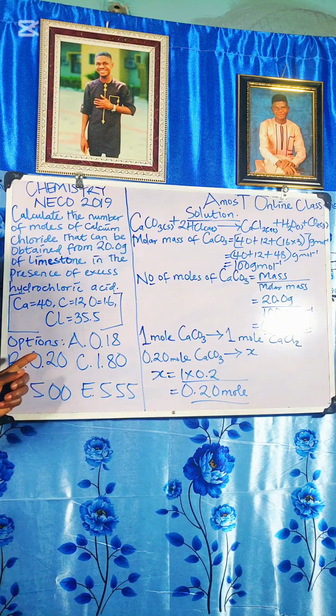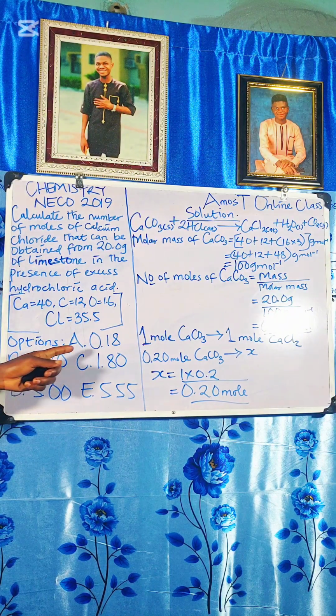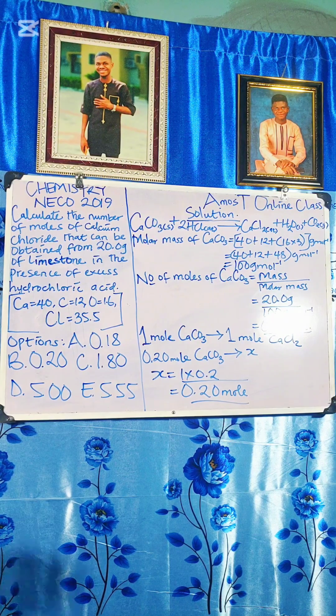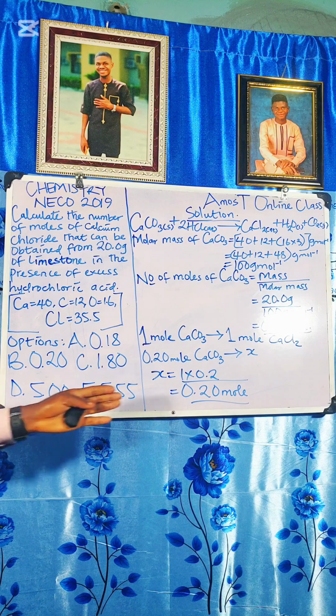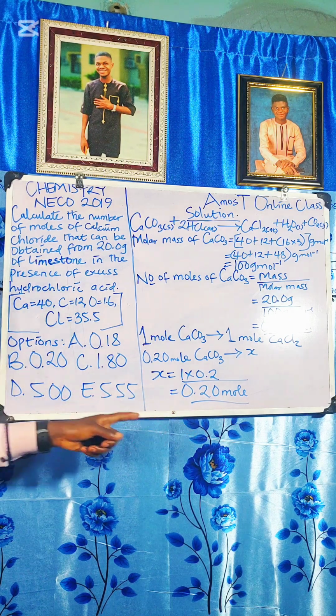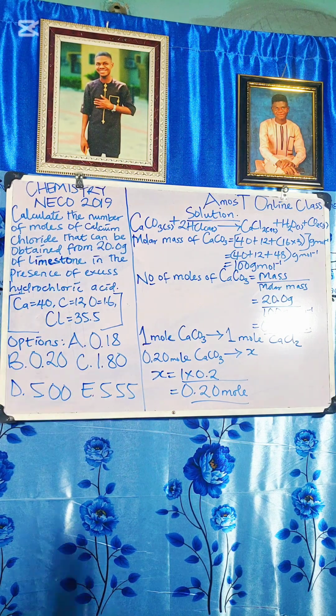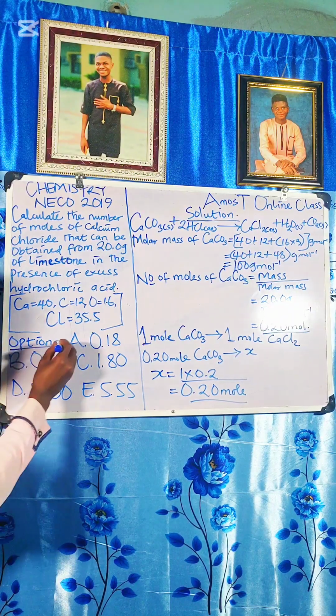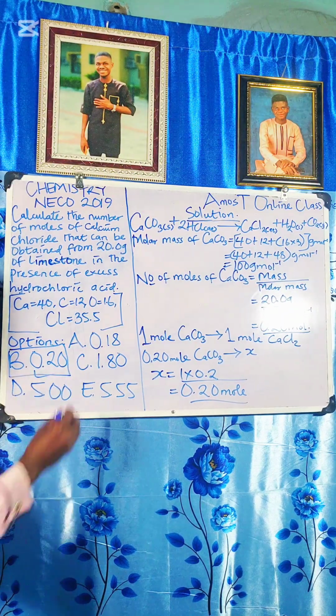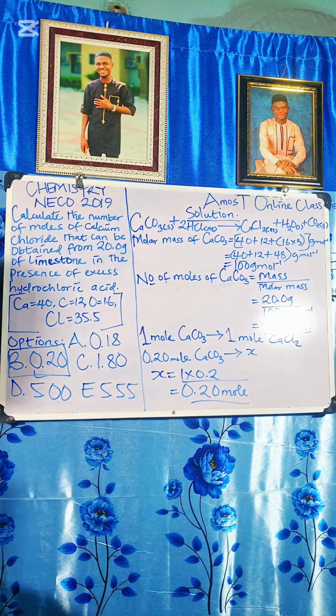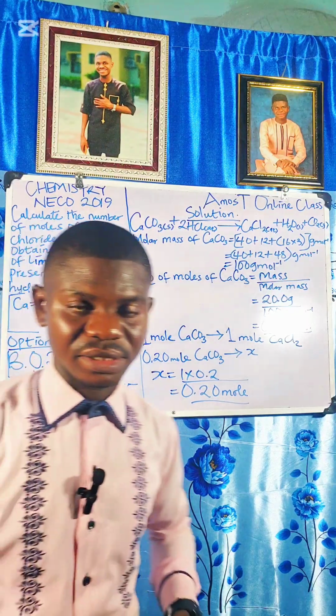Now, from the options, you can see that we have A, which is 0.18 mole. We have B, which is 0.20 mole. We have C, which is 1.80 mole. And of course, we have D, 5.00 mole, and E, 5.55 mole. So from the answer we have from our solving and the options, B is the correct answer. Option B is the correct answer, and that is our final answer.